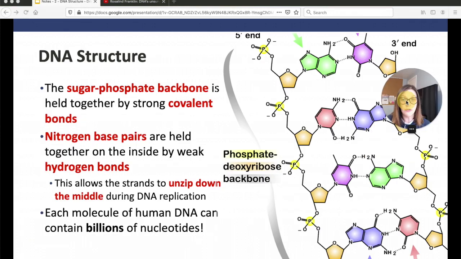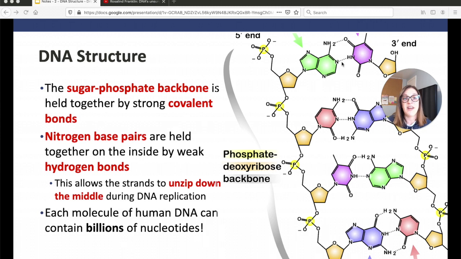Here's what they concluded. So here's the conclusion or the summary of DNA structure. The sugar phosphate backbone, which is phosphate and sugar on opposite sides. This part is held together by strong covalent bonds. So you've got covalent bonds that hold all of these parts together along the sides.